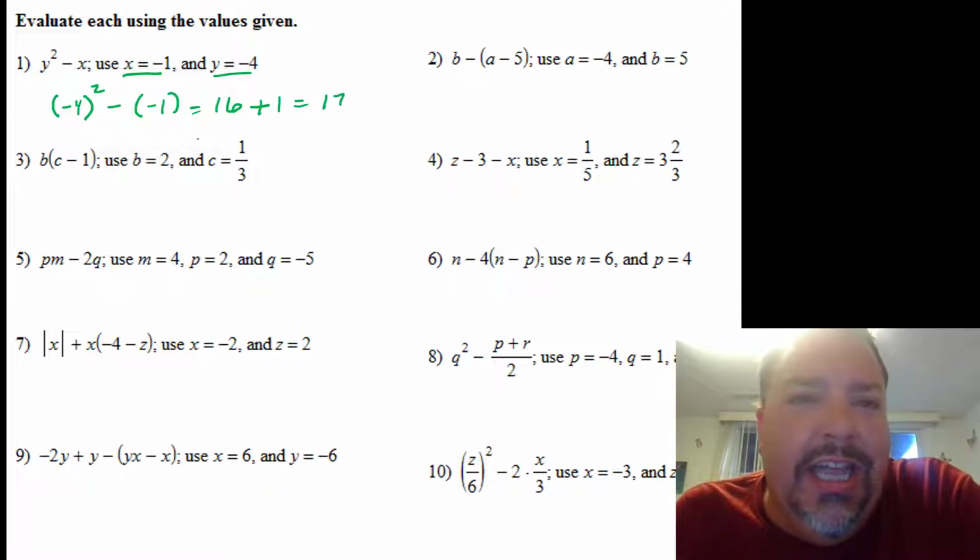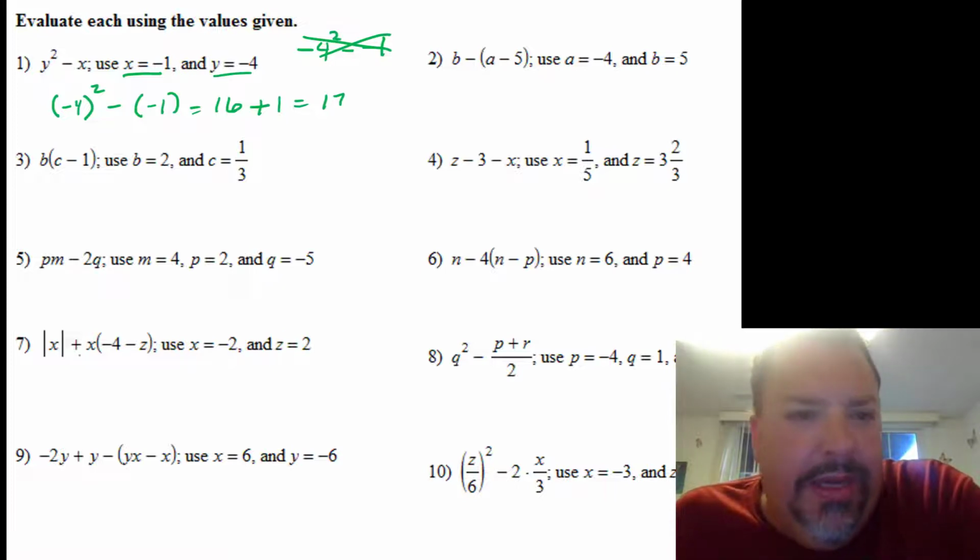Now, if you put this in the calculator and you do not have the parentheses there, and you type in something like this, it's going to only square the 4 and not the negative 4. So you get a different answer. So got to make sure you have the parentheses here, especially again if you're using a calculator.